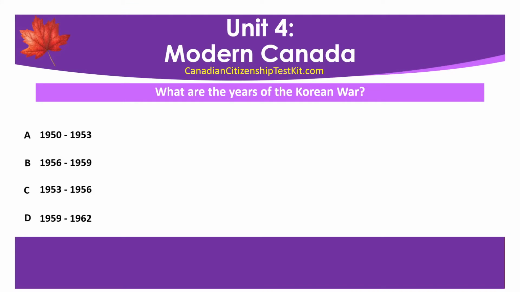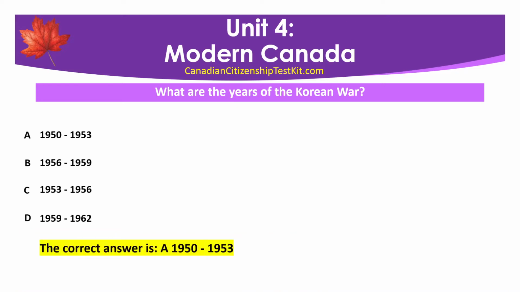What are the years of the Korean War? A. 1950 to 1953. B. 1956 to 1959. C. 1953 to 1956. D. 1959 to 1962. The correct answer is A. 1950 to 1953.